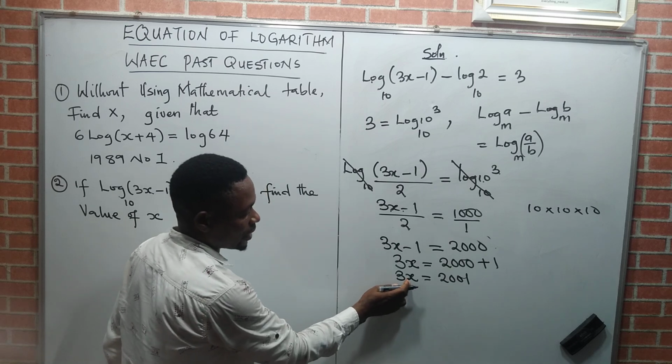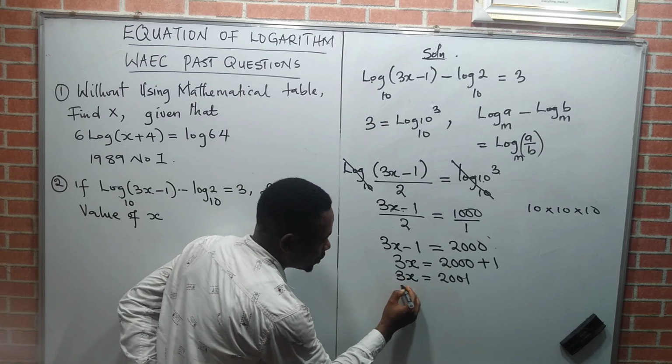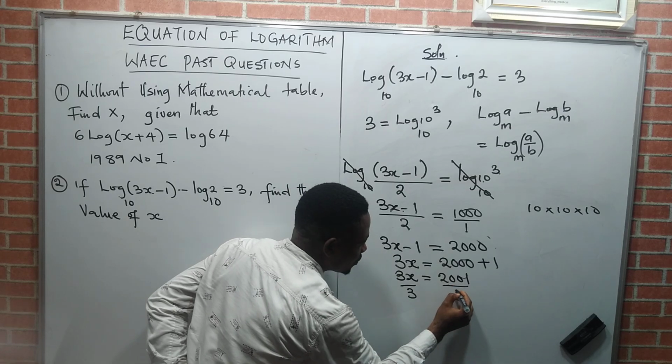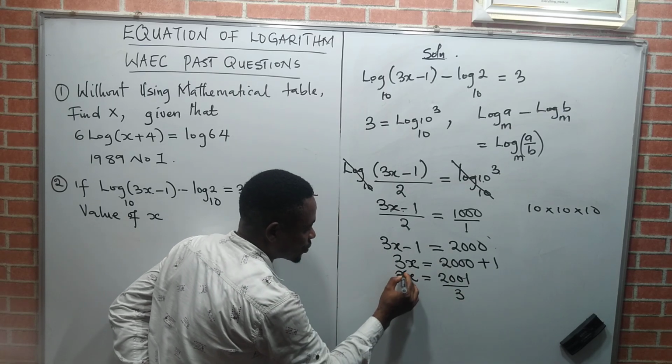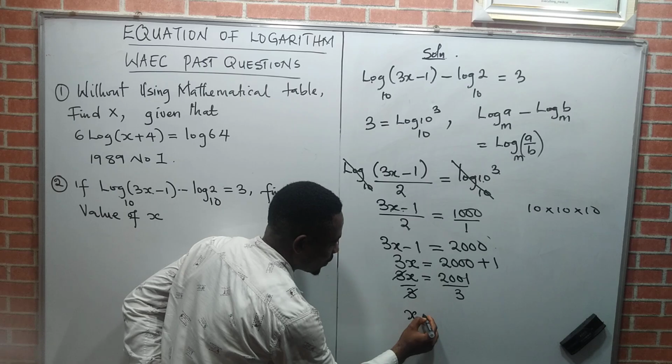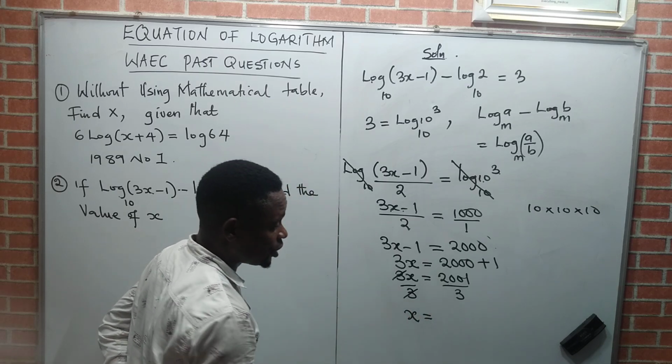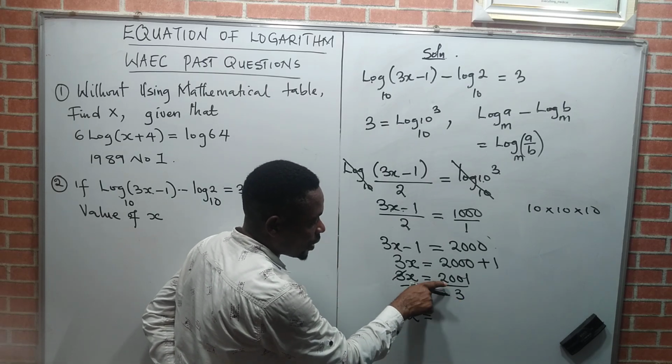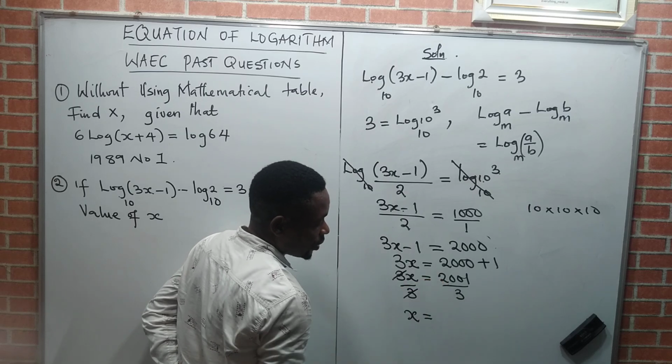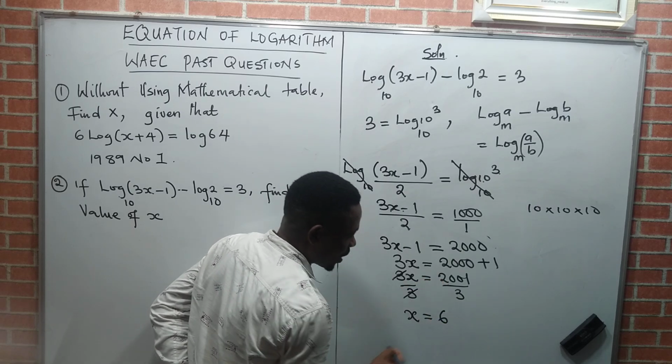I can now make x the subject of the formula. I will divide this by 3. I will divide this by 3, so that 3 will cancel 3. So my x now is equal to, watch this now. 3 goes into 20, you know it will give us 6. Are you with me now?